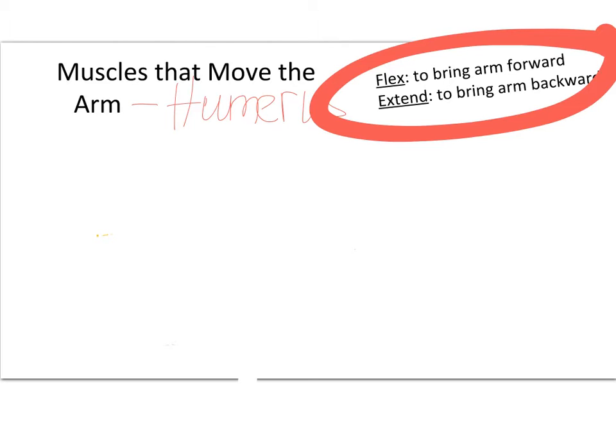Okay, so the pectoralis major, latissimus dorsi, deltoid, teres minor, teres major, supraspinatus, and infraspinatus all insert onto the humerus. That's one less thing you need to study.